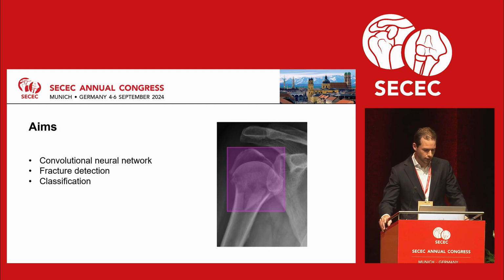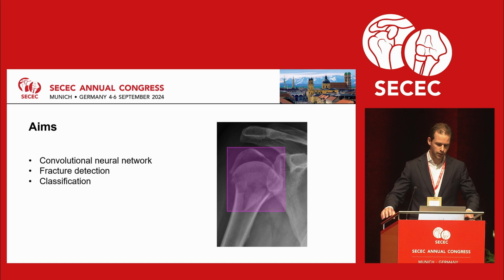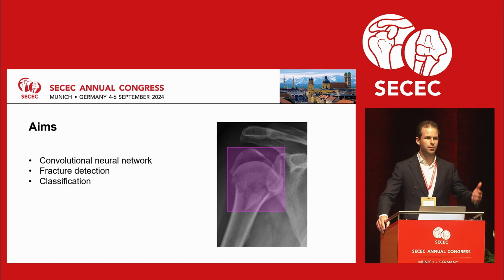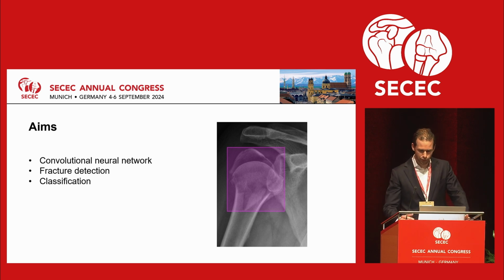So we set out and undertook this study. We basically wanted to create an automated computer algorithm, a convolutional neural network, which will be able to automatically identify proximal humerus fractures on plain radiographs, and also classify them. So basically, our intention was to outsource the classification task to the computer.